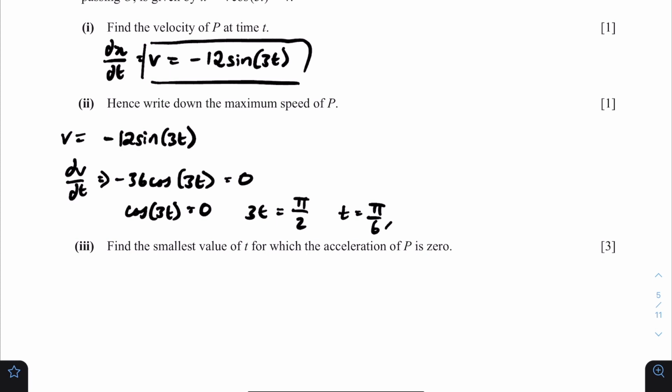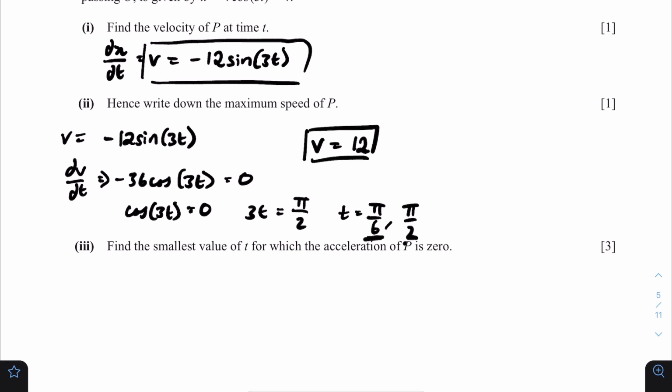That would be equal to pi over 2. So t could equal pi over 2. So if we just test out these two values, for example, we know that putting pi over 6 in there will give a velocity of negative 12, but putting pi over 2 in there will give a velocity of positive 12. So therefore, the maximum is equal to positive 12.